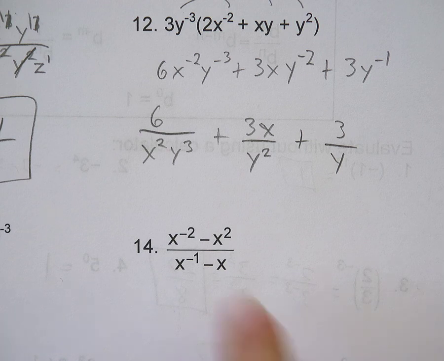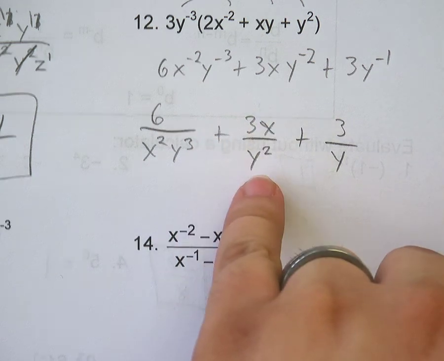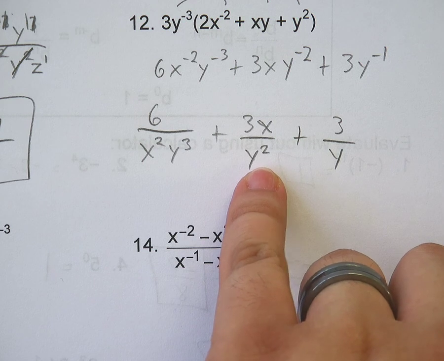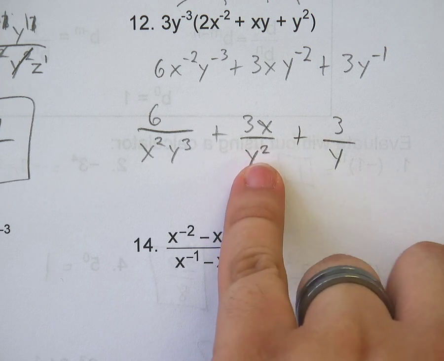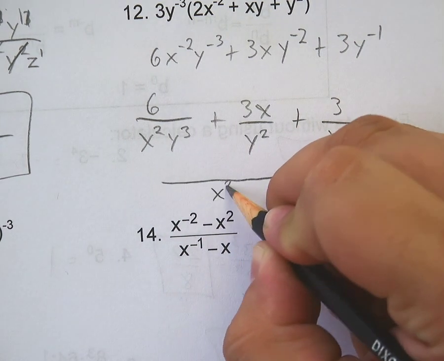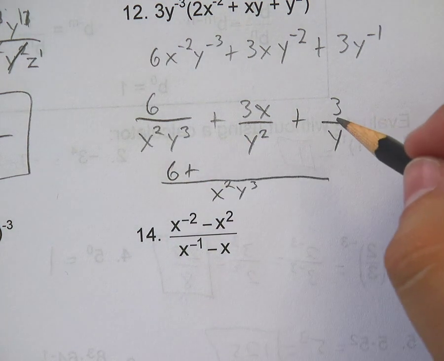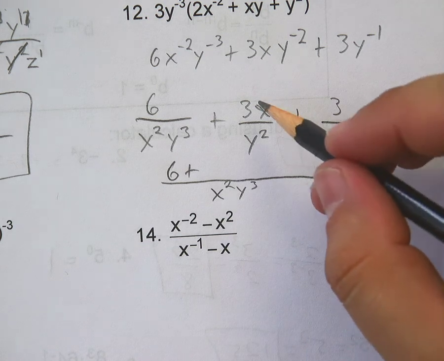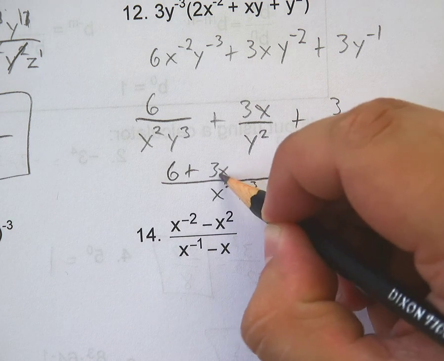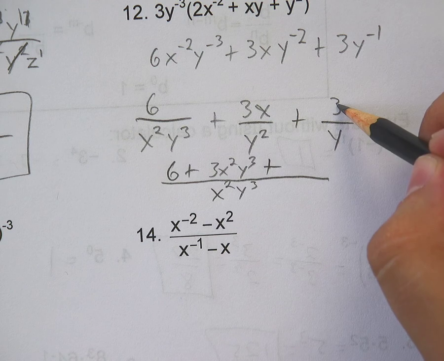What's my common denominator? X squared y cubed. I can make all of these x squared y cubed. What is this one missing? It's missing an xy, right? X squared y. The denominator down here, I'm missing an x squared and a y. So to make this all one fraction with x squared y cubed, 6 doesn't need anything. He's done. He's already got that denominator. 3x needs an x and a y cubed. 3x squared y cubed. 3 needs an x squared y squared.